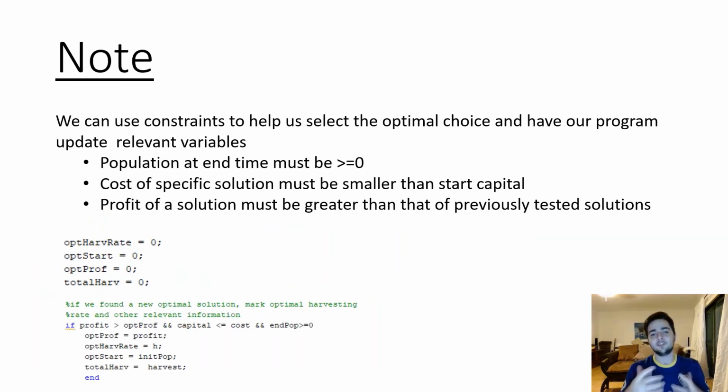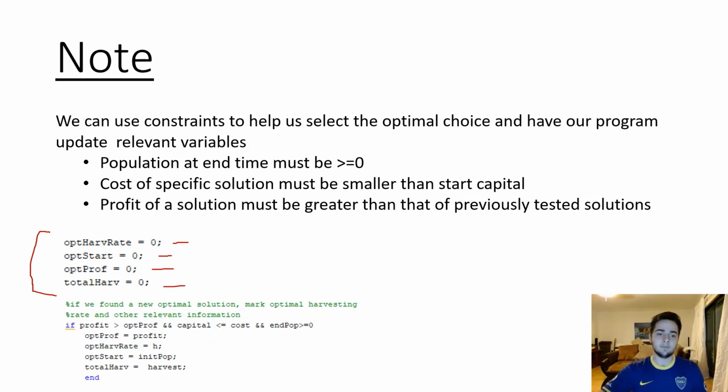So hopefully I just showed you how we calculate the profitability at each iteration, as we're testing each possible solution. But how do we know if the solution we're dealing with is actually the best one? This is a very simple way we can do it. We can create a whole bunch of variables that represent the optimal solutions, if you will. So for instance, we can have the optimal harvest rate, the optimal starting population, the optimal profit, and this is just for information, how many fish we expect to have when we're working with these different values.